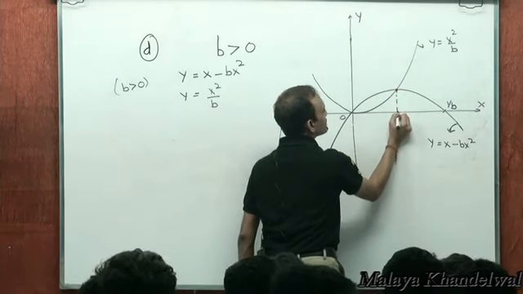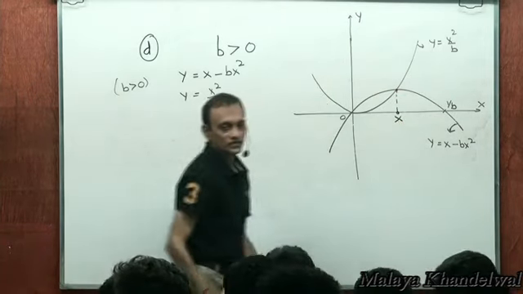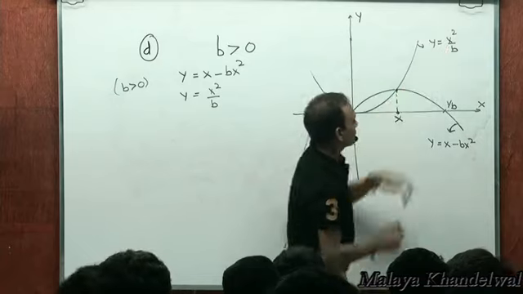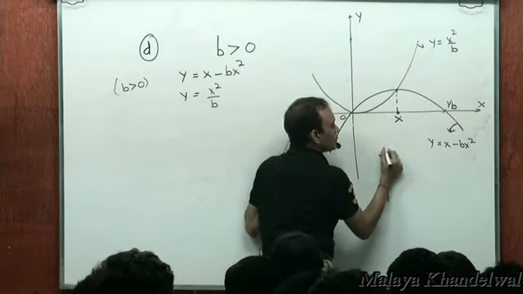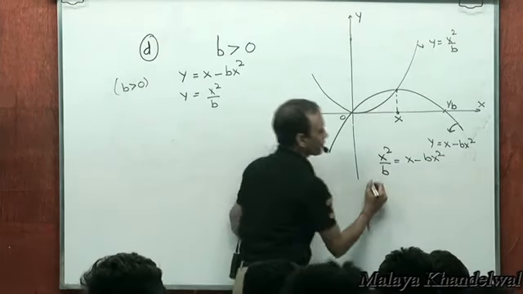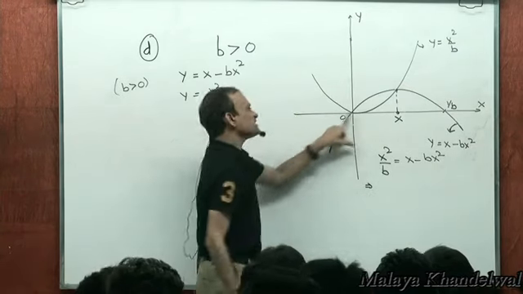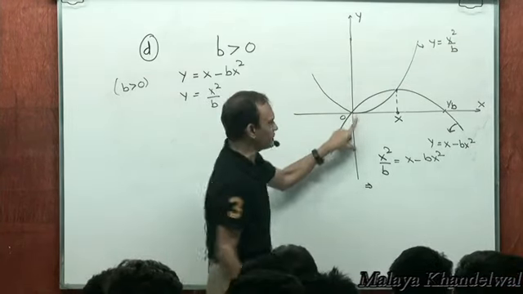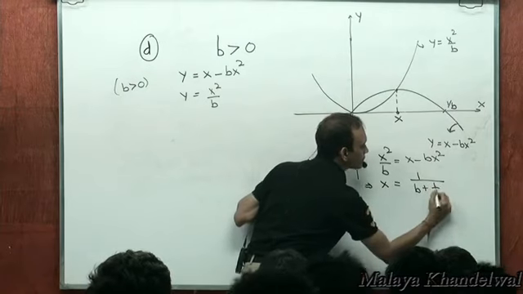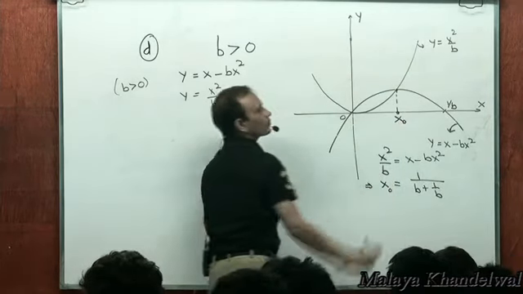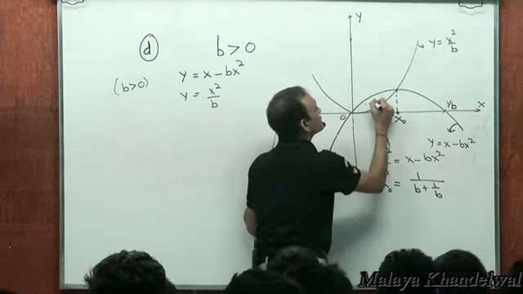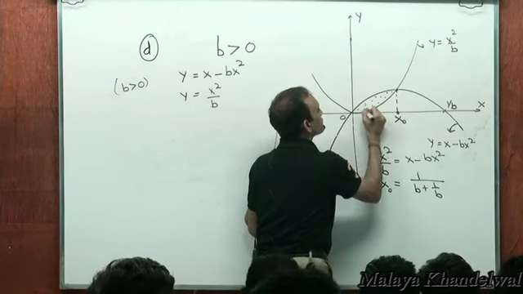This would be the x of the intersection of the two parabolas, right? At this x, the y's become the same for the two parabolas. So, to solve for this x of intersection, equate their y's. x square by b is x minus bx square, so x equal to 0 is one of the points of intersection, which is anyway trivial. The other point of intersection then would be 1 divided by b plus 1 by b, say x naught, right?